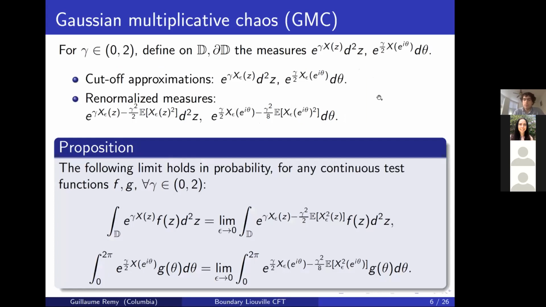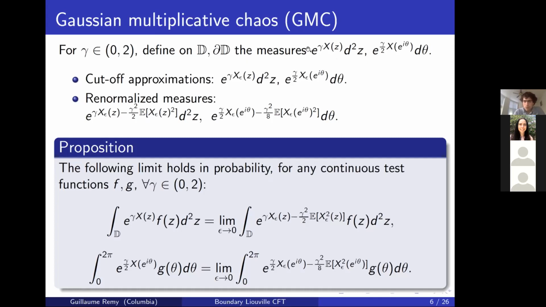And then, since you're all familiar with this, since the Liouville action has these exponential terms, to define it we need to introduce the Gaussian multiplicative chaos measure. It's also called the Liouville quantum gravity measure. In this community there are two names for it, but here I'll call it Gaussian multiplicative chaos.